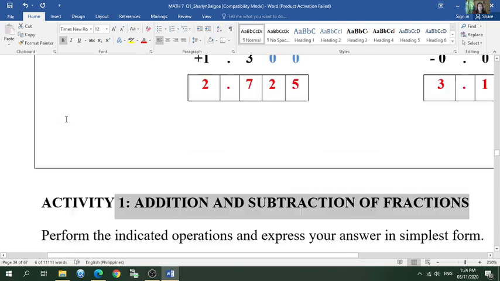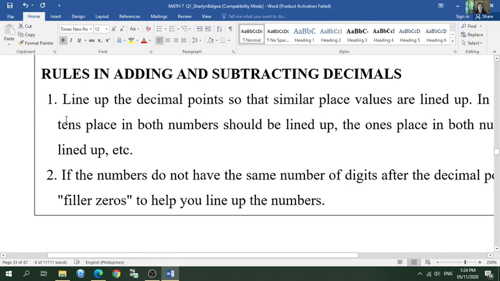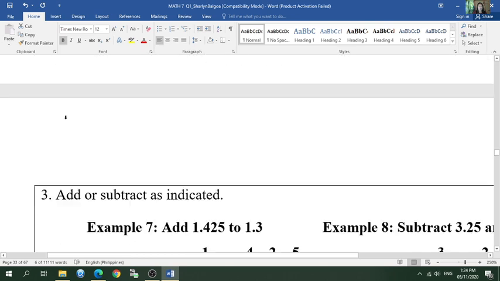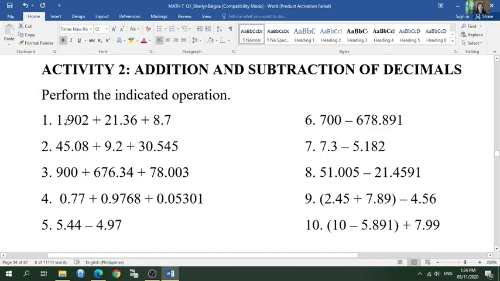Next, for addition and subtraction of decimals, you perform the indicated operation. Ano yung unang gagawin mo dyan? So, you are going to line up. Okay? Line up the decimal point. And then you line up all the numbers according to its place value.